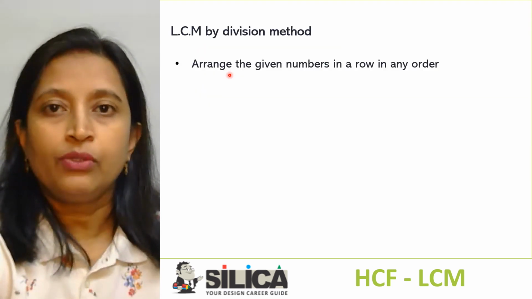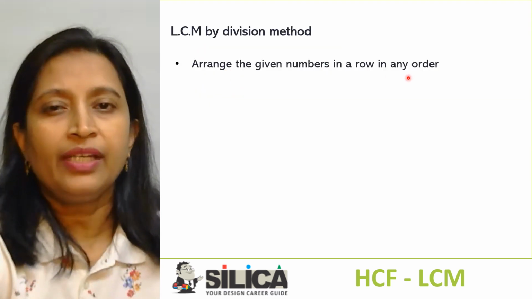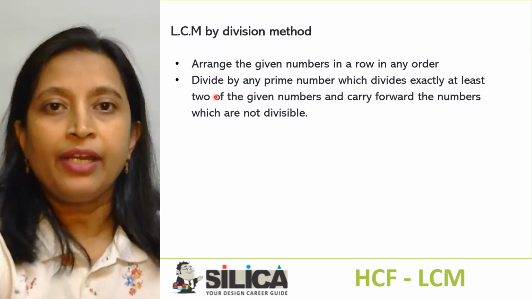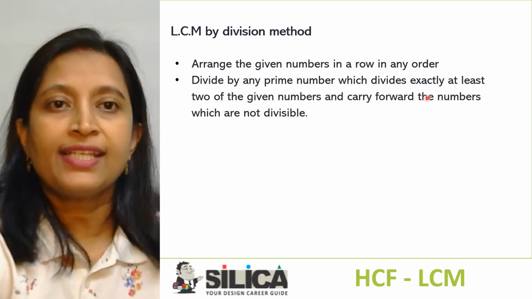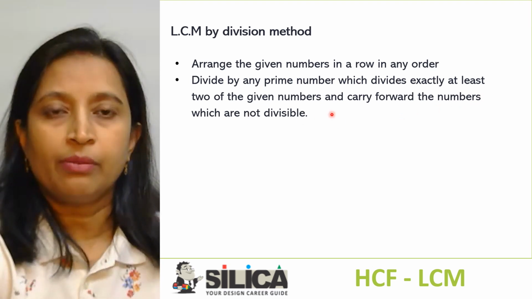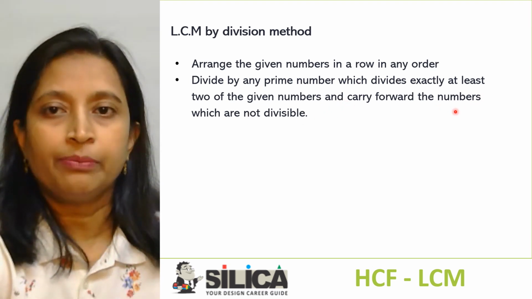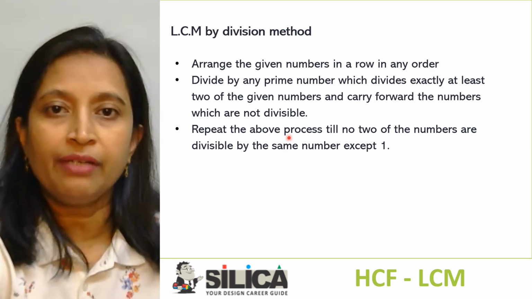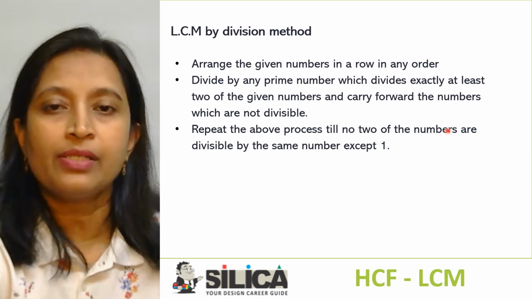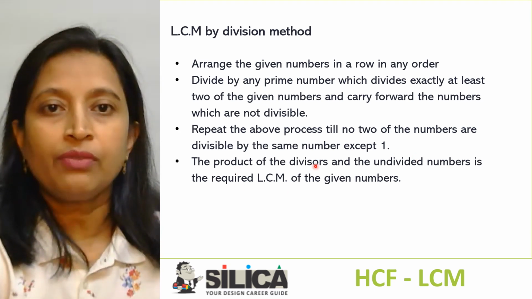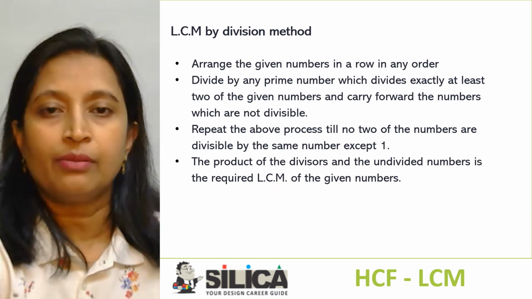The LCM by division method. What we do here is arrange the numbers in any order. That order is not important. Now we divide by any prime number which divides exactly at least 2 of the given numbers, and any number which is not divisible, we just carry forward. We repeat the process till no 2 of the numbers are divisible by the same number except 1. Then the product of the divisors and the undivided numbers is the required LCM of the given numbers.